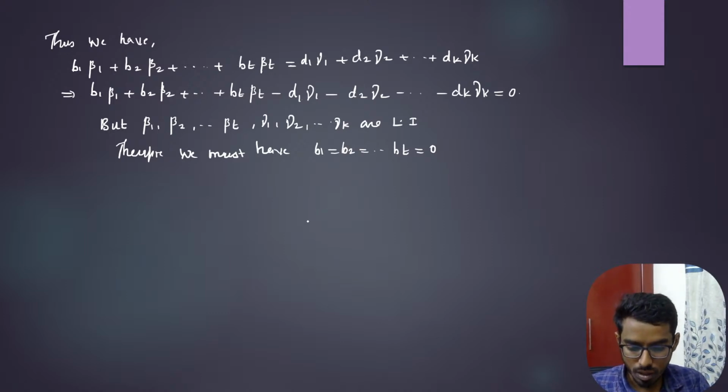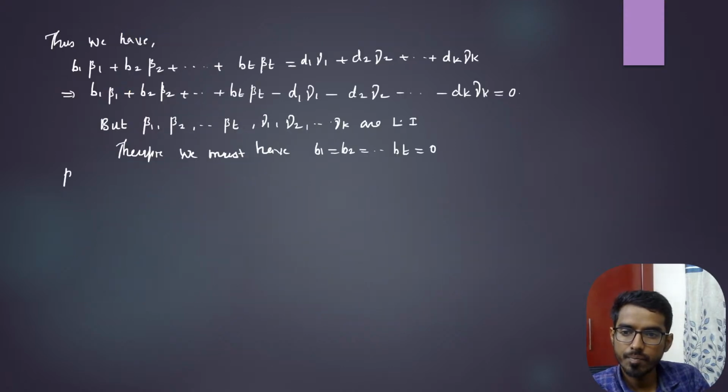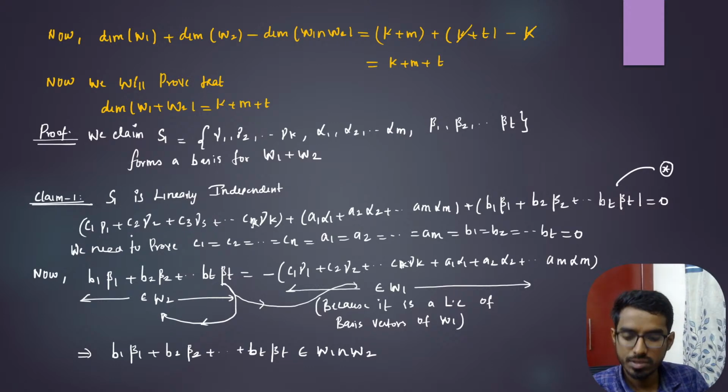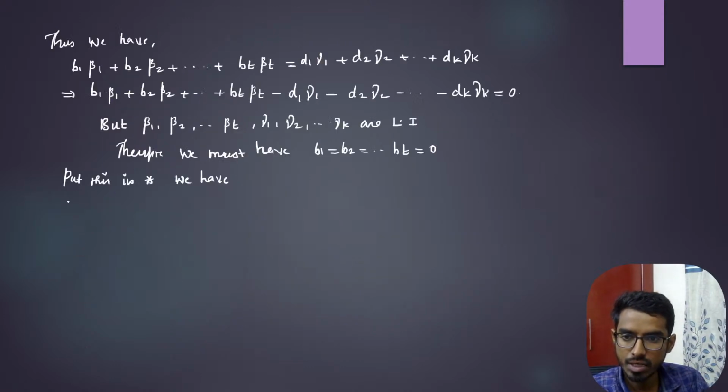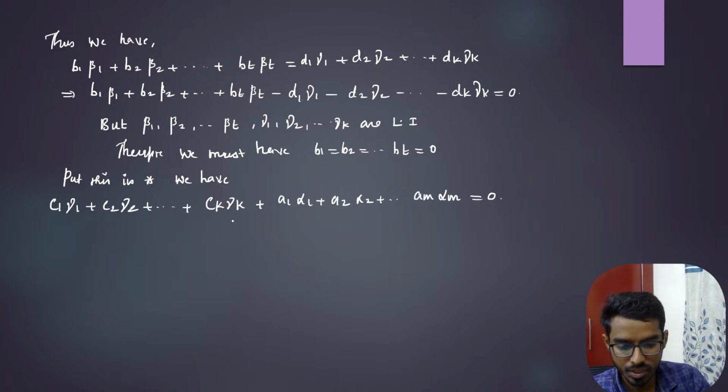So, putting these values of b in equation number 1. Let us call this star, right? So put this in star. We have c1 gamma 1 plus c2 gamma 2 and so on up to ck gamma k plus a1 alpha 1, a2 alpha 2 and so on up to am alpha m equal to 0, right?